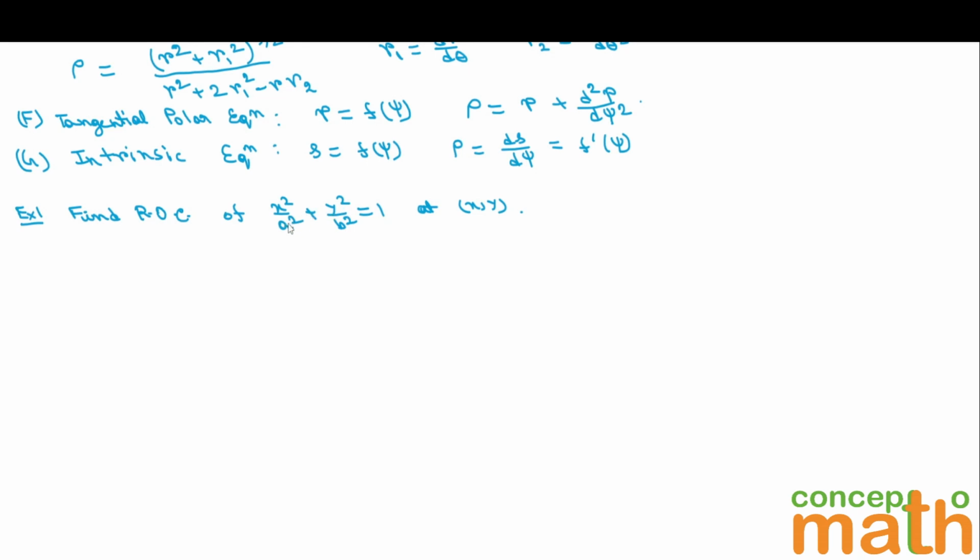In that case, f of x, y will be x square by a square plus y square by b square minus 1, which will be equal to 0. Okay, so we will use the Cartesian formula. So for that we need the value of y dash. For that we differentiate the equation with respect to x, which will give us 2x by a square plus twice y by b square into y dash is equal to 0, which implies that y dash is minus b square x by a square y.